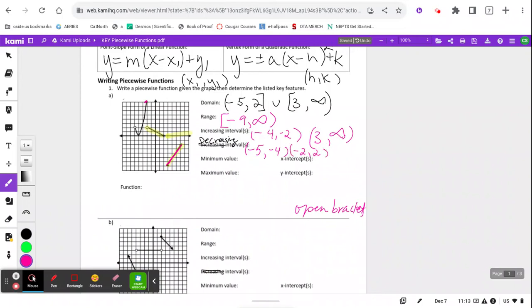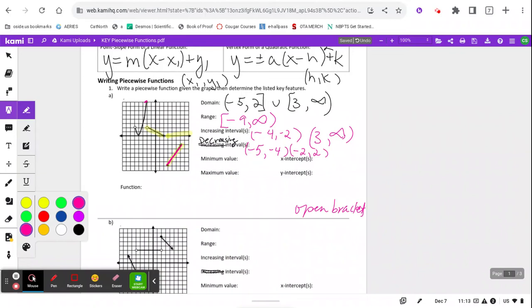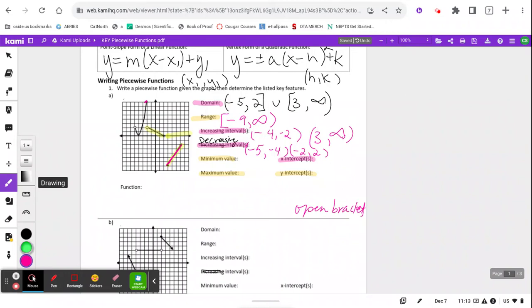Increasing, decreasing, and domain, I'm going to highlight those, all use the x values of your graphs. Range, min, and max all use the y values. Y-intercept uses the y values. X-intercepts use the x values. You can feel free to highlight those in coordinating colors to know which ones use x and which ones use y.